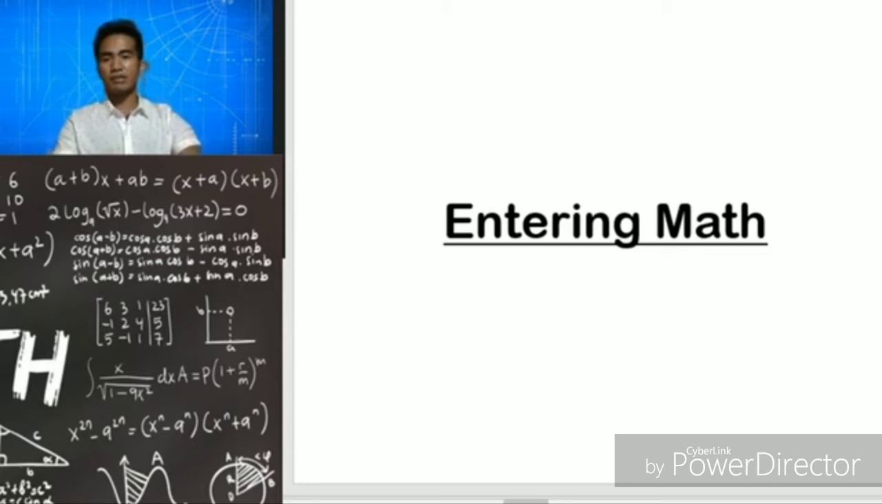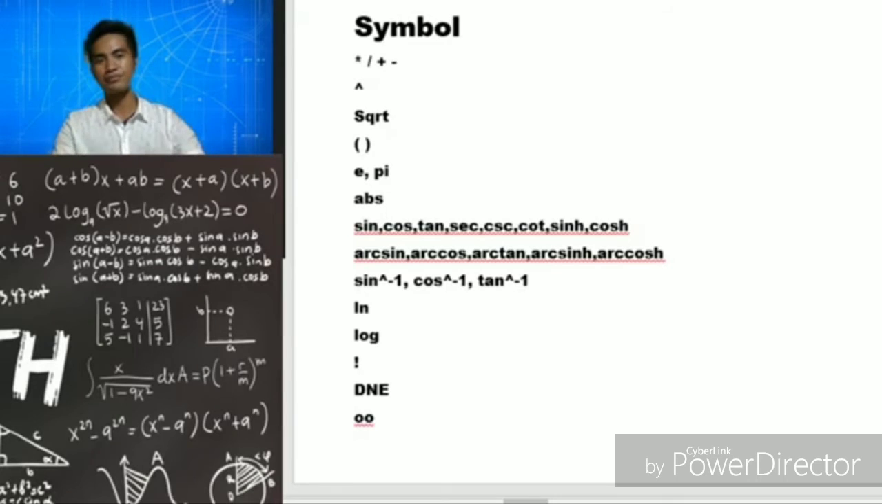Here are some helps on how to enter expressions. The first expression is for the 4 fundamental operations: multiply, divide, add, and subtract. Next is power or the exponent. You can also put SQRT when you're going to find the square root. Next is the parenthesis, which is used for groupings.